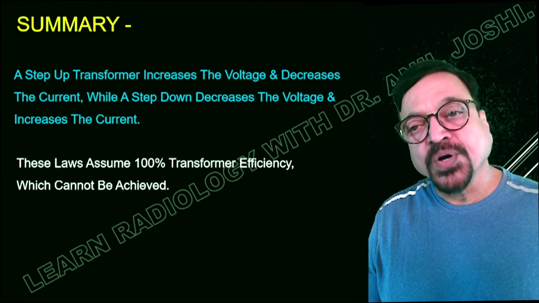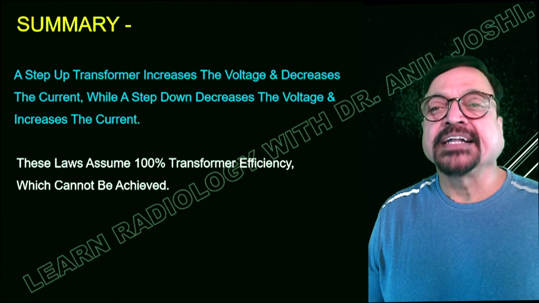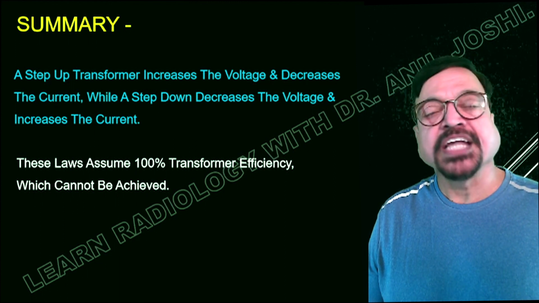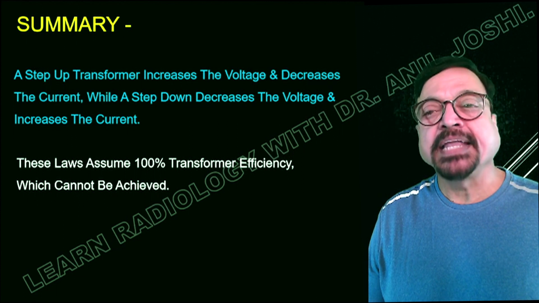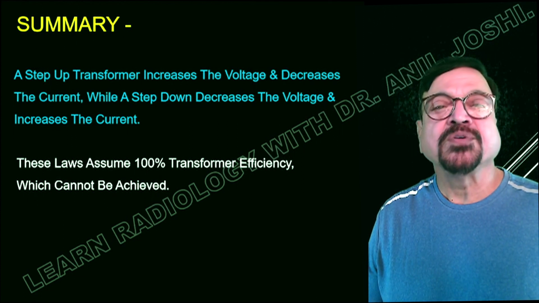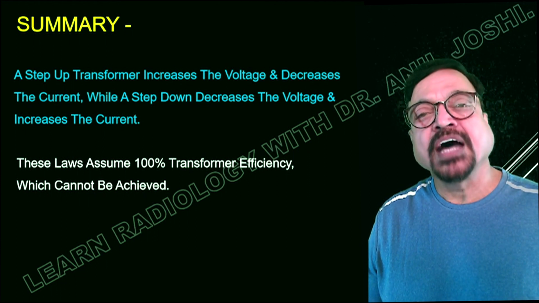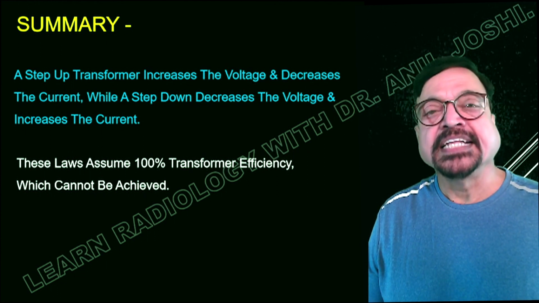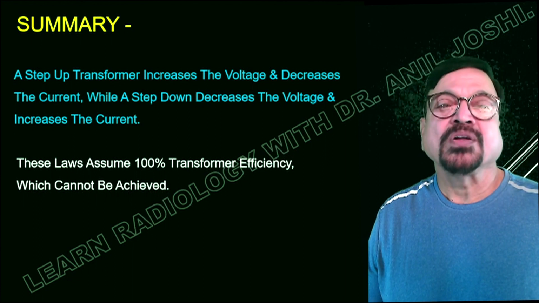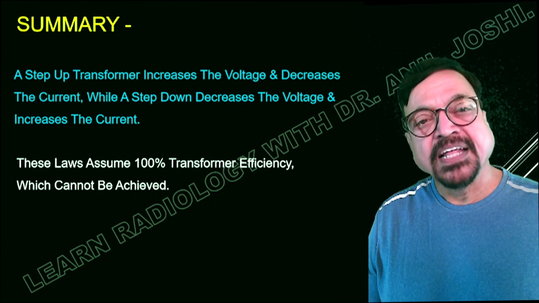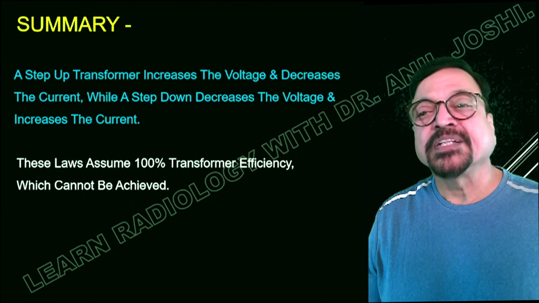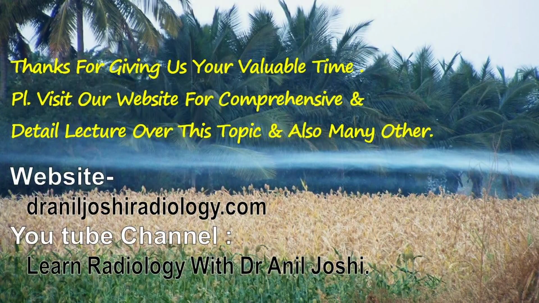This law assumes a 100% transfer of the energy, which cannot be achieved. So what happens to the remaining energy? It gets converted into heat energy. So that heat needs to be dissipated or removed from the transformer. The design of the core, or embedding the coil into oil, is for this purpose, to dissipate the heat produced. With that, we are coming to the end of a brief lecture on the transformer, mainly step up and step down transformers.